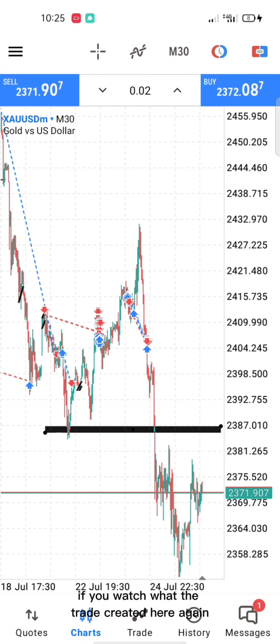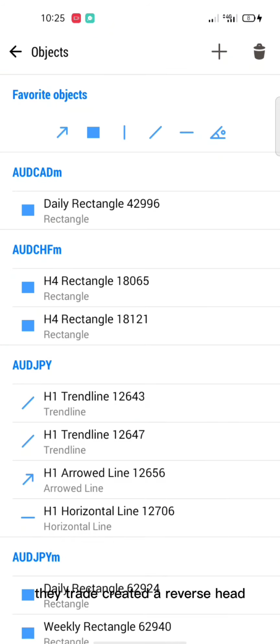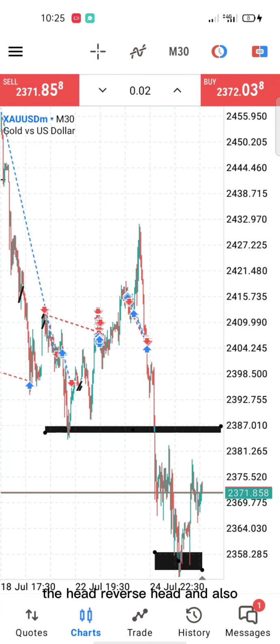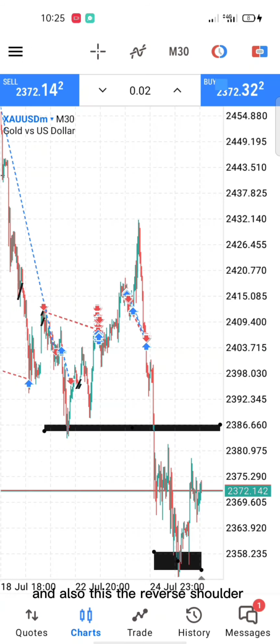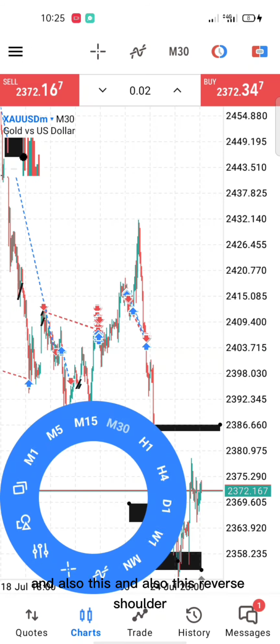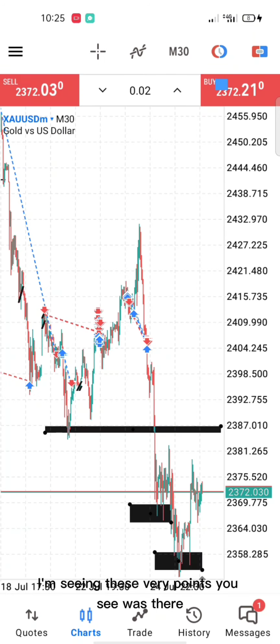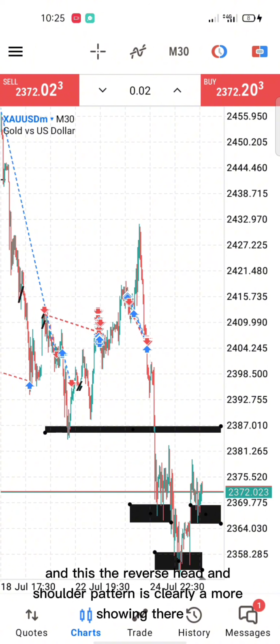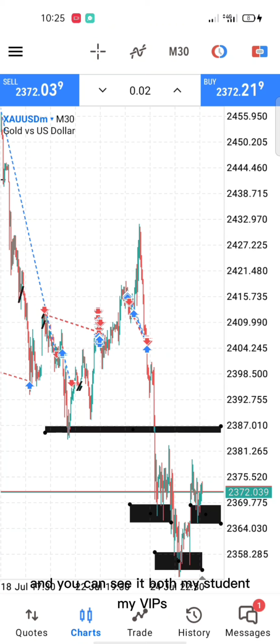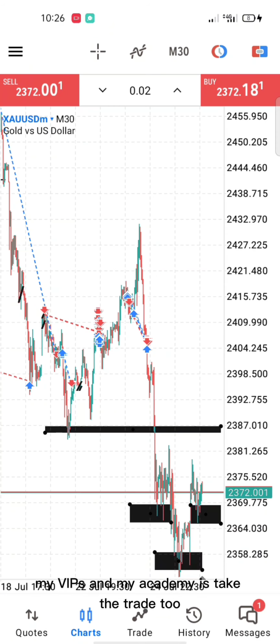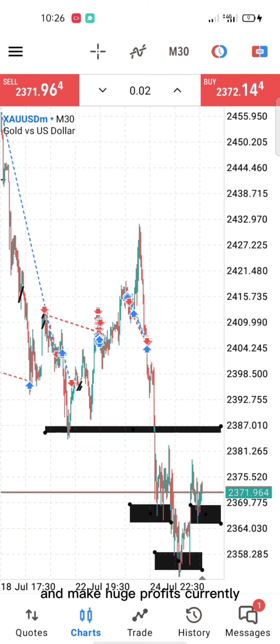And if you watch what the trade created here again, the trade created a reverse head and shoulder pattern that I'm seeing here. This is the head, the reverse head, and this is a reverse shoulder, and also this is a reverse shoulder. You see what is there? This is a reverse head and shoulder pattern. It's clearly showing there, and you can see it. Both my students and my VIPs can see it. So currently, I'll be taking the trades and dropping the signals to my VIPs and my academy to take the trade too and make huge profit.